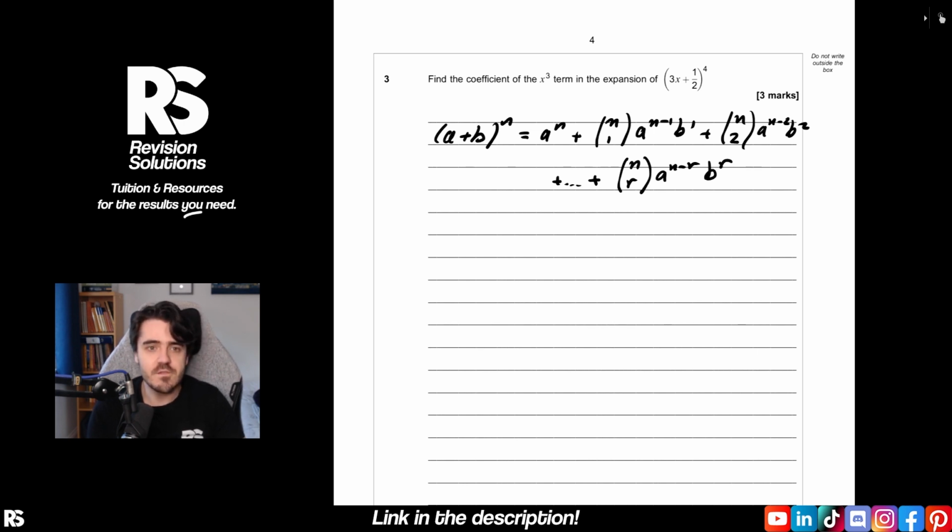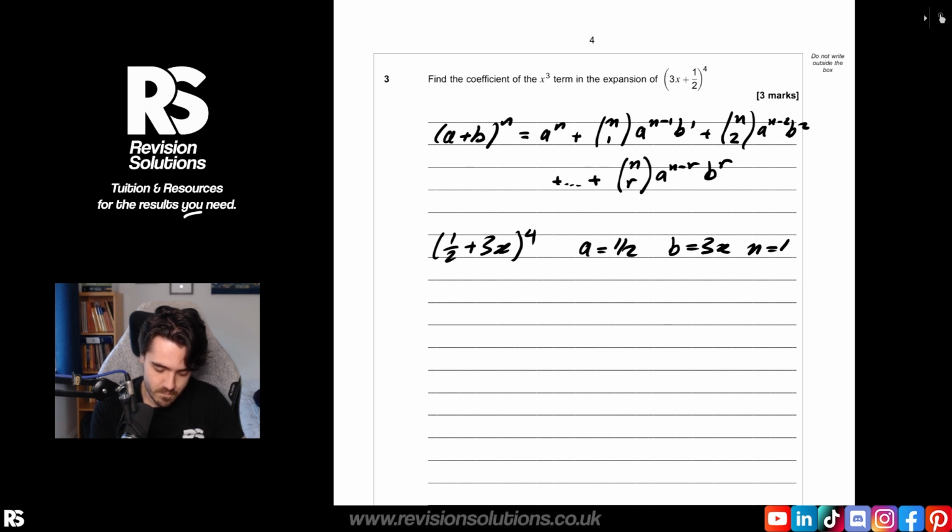And we're only actually after the coefficient for x cubed. So we don't need to worry about evaluating the whole expansion. We just have to think carefully about which term specifically. So first off, I'm going to rewrite it as a half plus 3x to the 4, just reordering the terms in the bracket. And then we're going to think, okay, well, how does this relate to our formula? Well, I'm going to call a a half. I'm going to call b 3x. N is 4. And we're after the x cubed term.